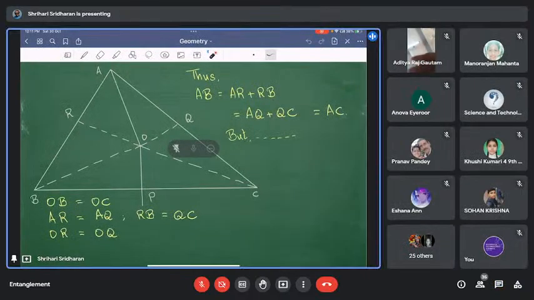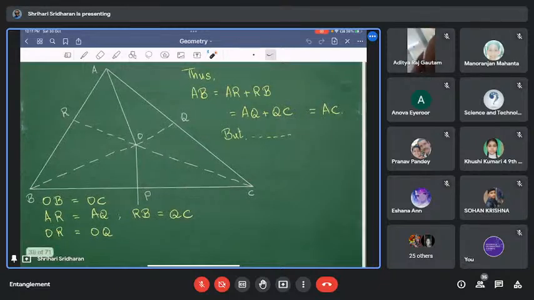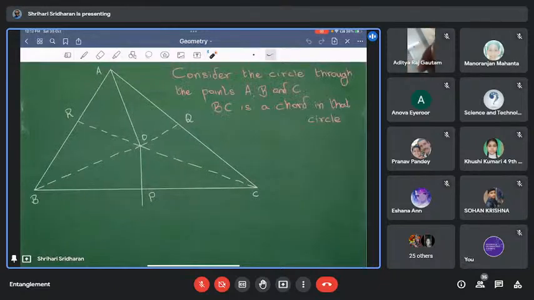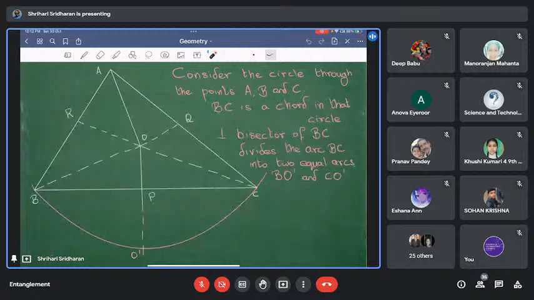Okay, so let me continue anyway. You have three vertices of this triangle, A, B, C, and you know that any three points are concyclic. They lie on the same circle. So we will consider the circle that passes through the points A, B, and C. BC is a chord in that circle, because B and C are points through which the circle passes. So when you consider the line segment between B and C, it's a chord in that circle. Let me draw a section of that circle wherein this chord BC is there.